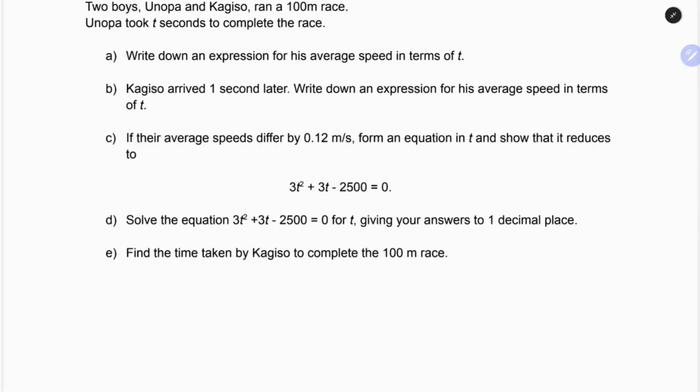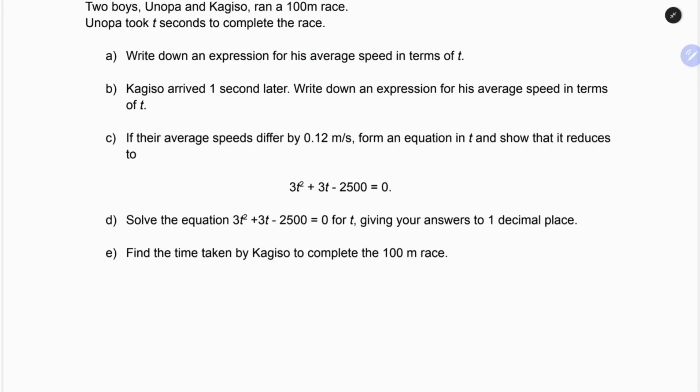So, the first question says, 2 boys, Unopa and Kagiso, ran a 100-meter race. Unopa took t seconds to complete the race. Write down an expression for his average speed in terms of t. So, the question here is requiring us to calculate the average speed, as you can see there.